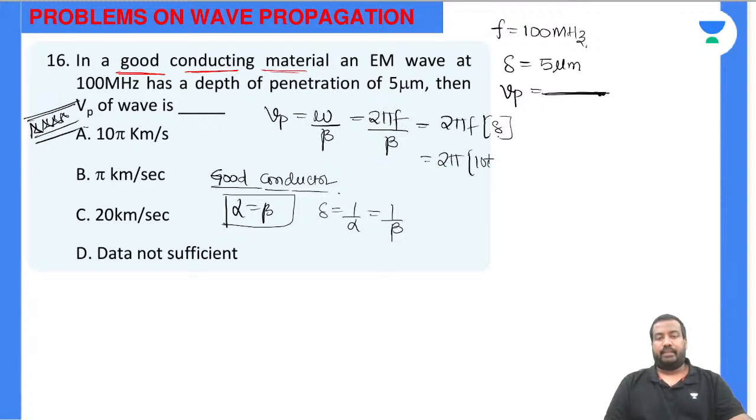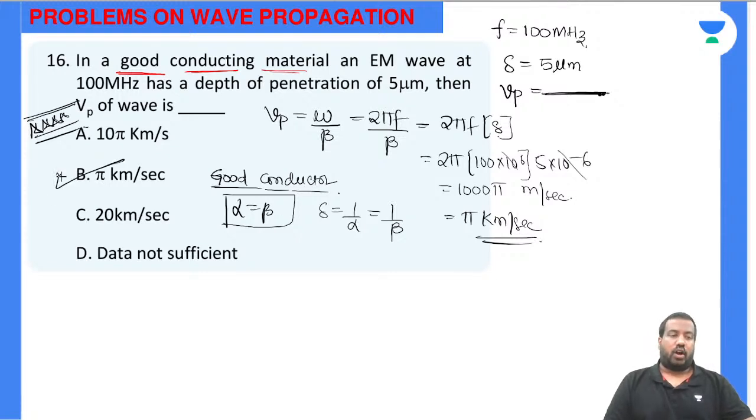Bhupati, very good dear. 100 into 10 power 6 into delta, 5 micrometer, 5 into 10 power minus 6. This is 1000 pi meter per second, which is pi into 10 power 3 kilometer per second, pi kilometer per second. Option B is the answer. Very good, Bhupati. Good job.